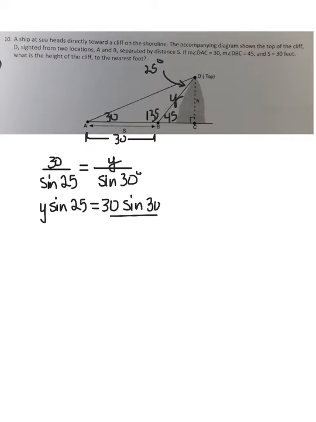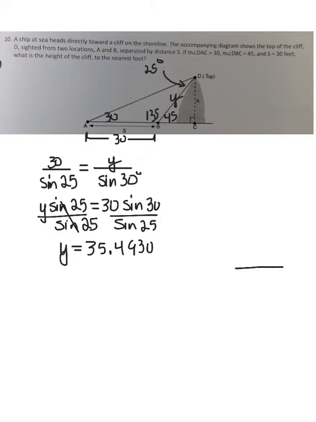And then we are going to divide out the sine of 25. And then you're going to throw that all into your calculator that is in degree mode, and you should get 35.4930. And what should you not do right now? Don't round it. It's not your final answer. All right, so now let's go to the triangle on the right.